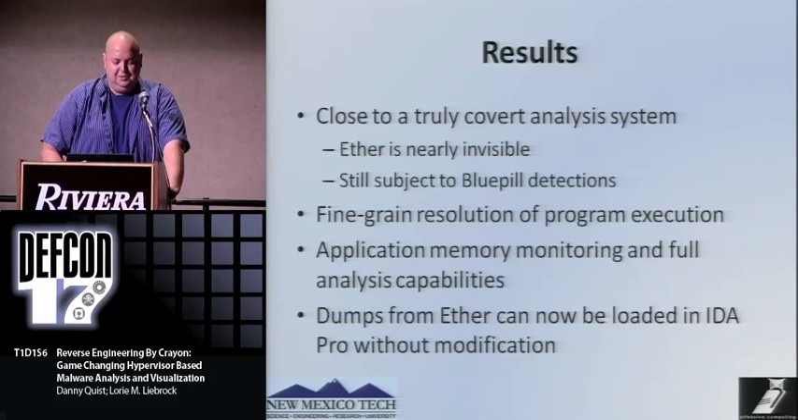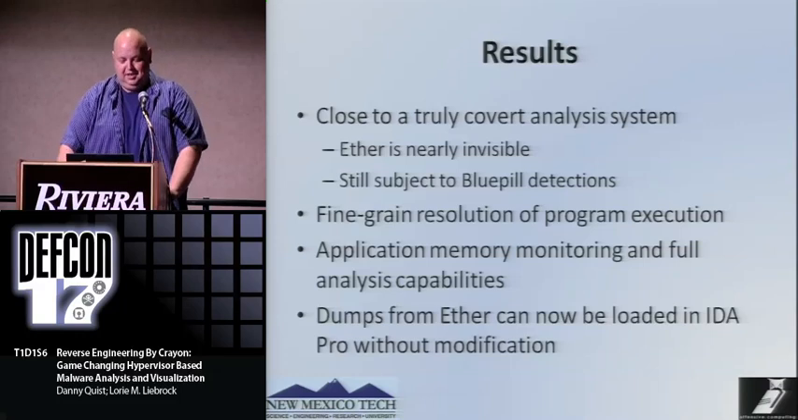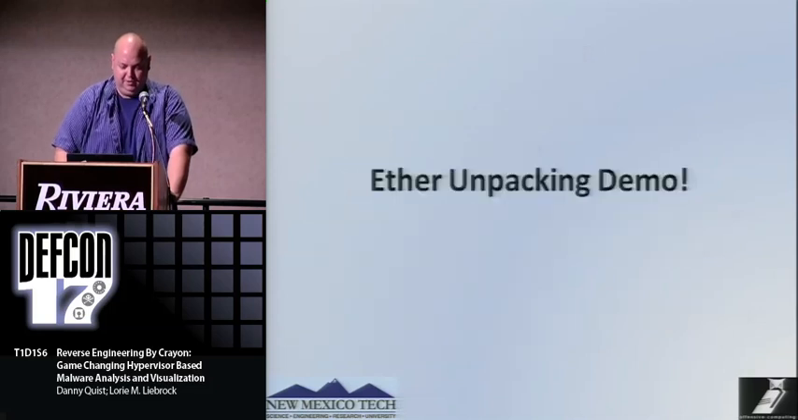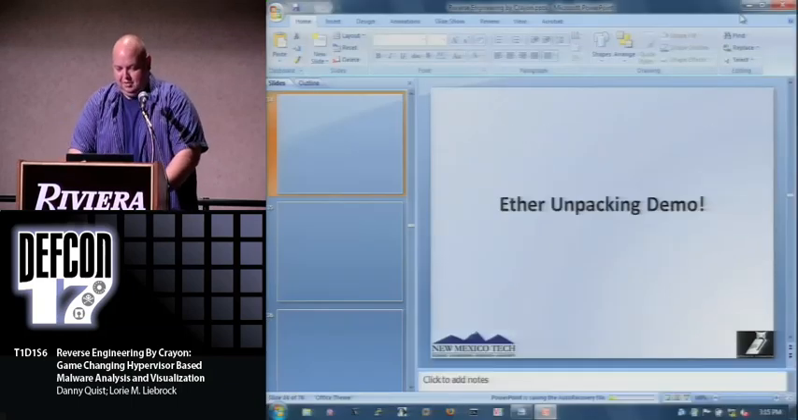Okay. So the results from this is that you get close to a truly covert analysis system. Ether is nearly invisible. It's still subject to blue pill detection, so we can start playing that game, but I think it's a game that's worth playing. The next thing that we get is fine-grained resolution of program execution, and since you get memory monitoring, we can start doing some cool stuff with it, and so we can start looking at these files inside of IDA and other tools.